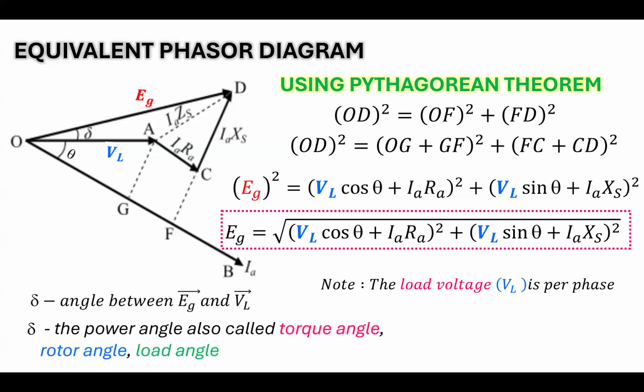Well, the Greek letter sigma is the angle between the generated voltage and the load voltage, where theta, as you can see in our phasor diagram, is the angle between the load voltage and the armature current. So the power angle, or the sigma, is also called torque angle, rotor angle, and load angle.